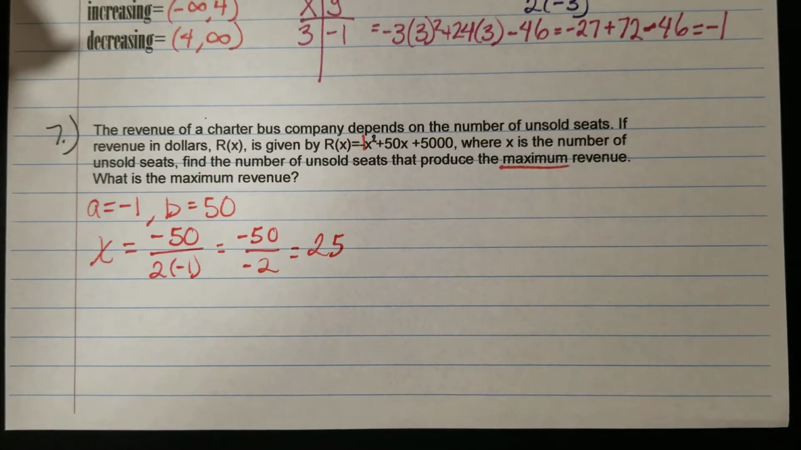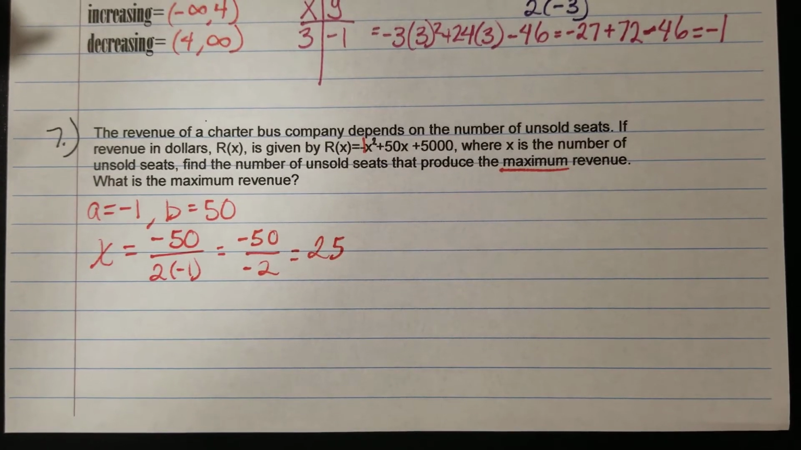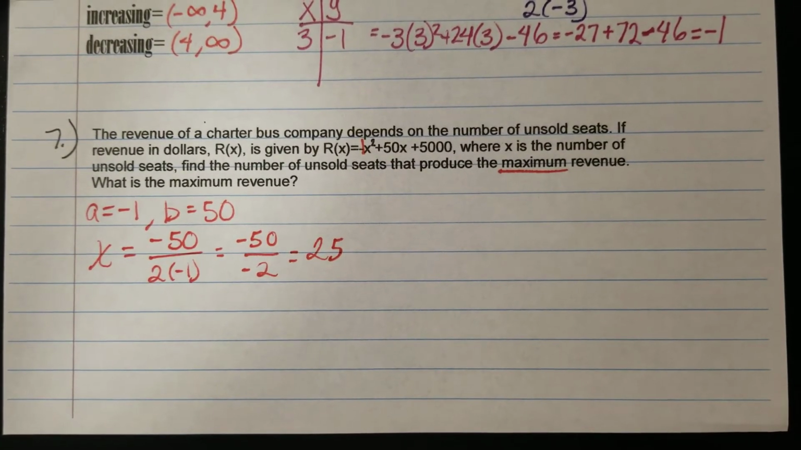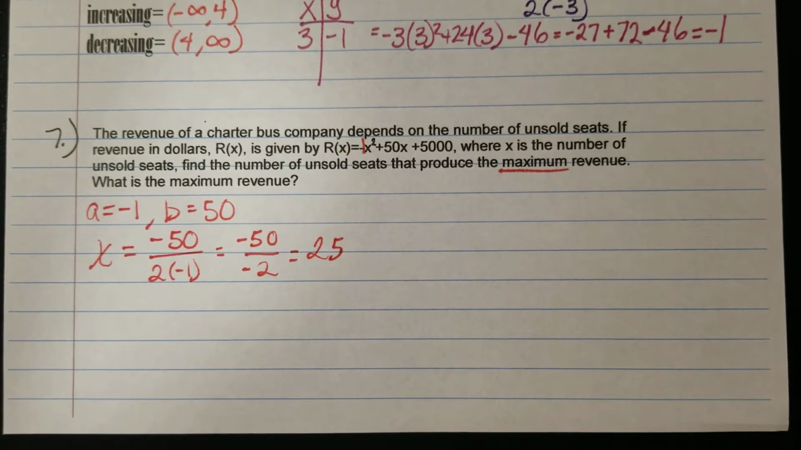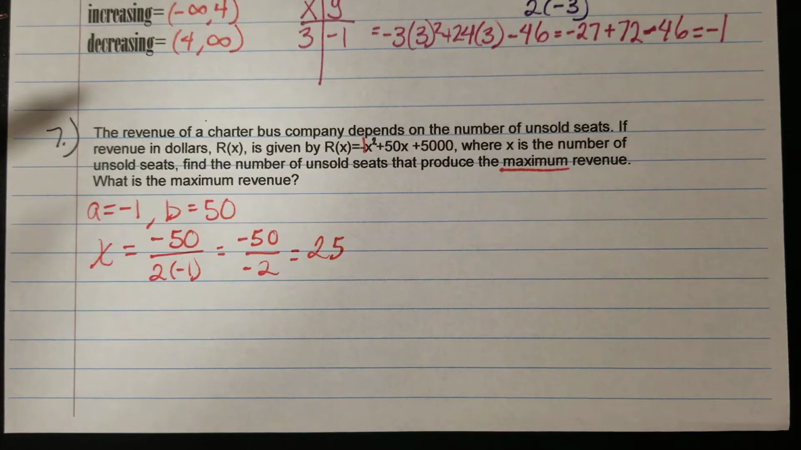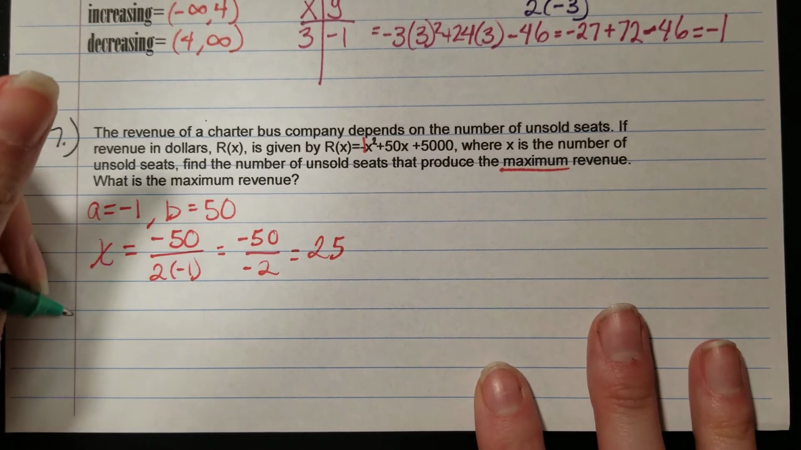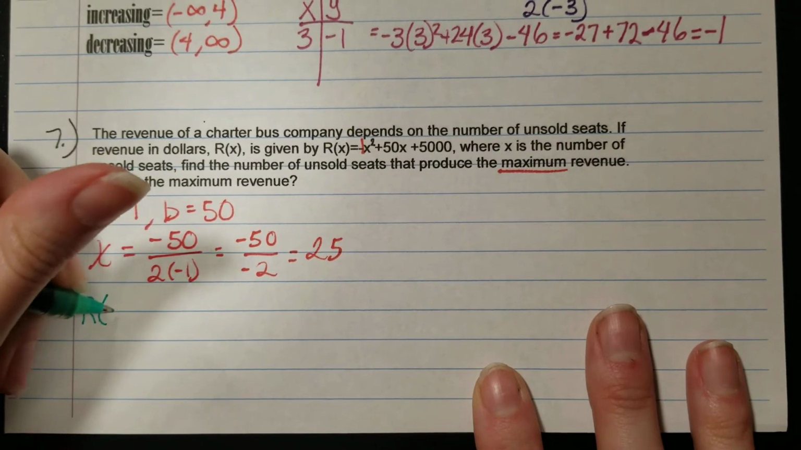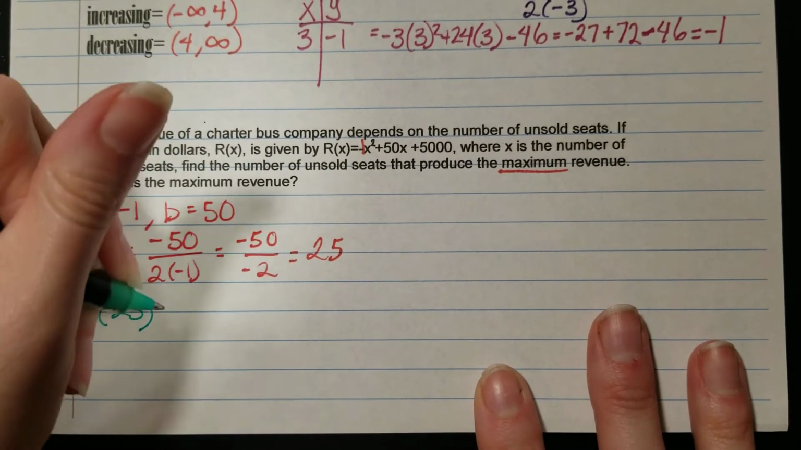Okay. So then you want to figure out whether they're asking you the x value or the y value, and what it represents. So x represents the number of unsold seats. And then if they're asking you what is the maximum revenue, you plug that into the function. Okay, so R of 25.